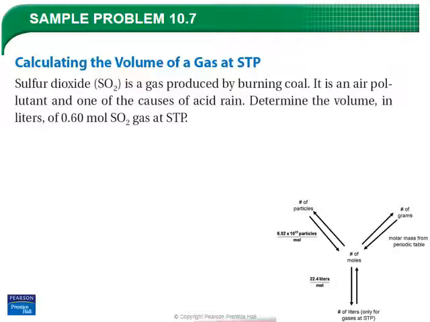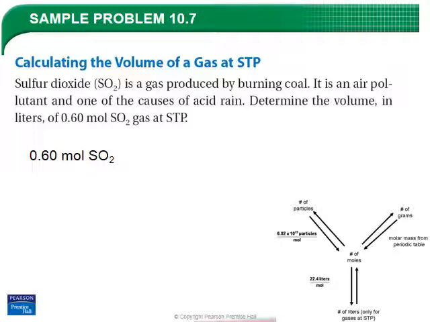Another example talking about sulfur dioxide. This is a gas produced by burning coal. It is an air pollutant. It causes acid rain. So they want us to determine the volume of 0.60 moles of sulfur dioxide at STP. We always start with what they give us.